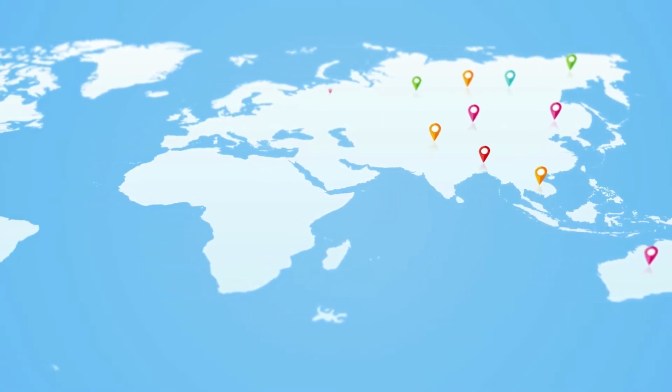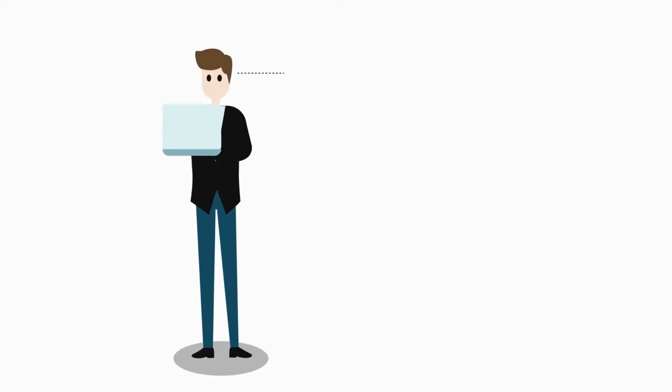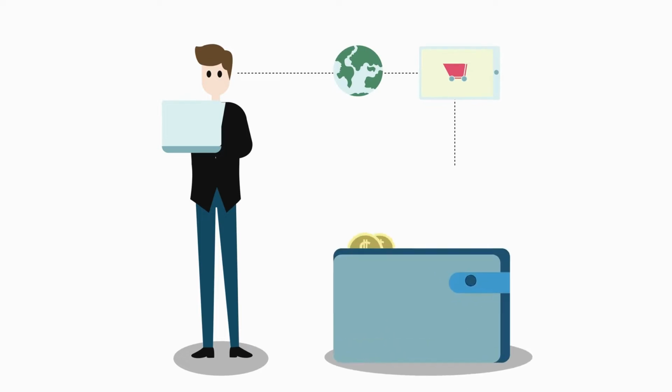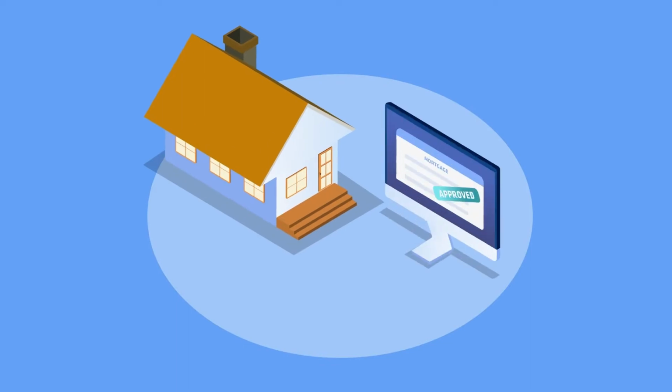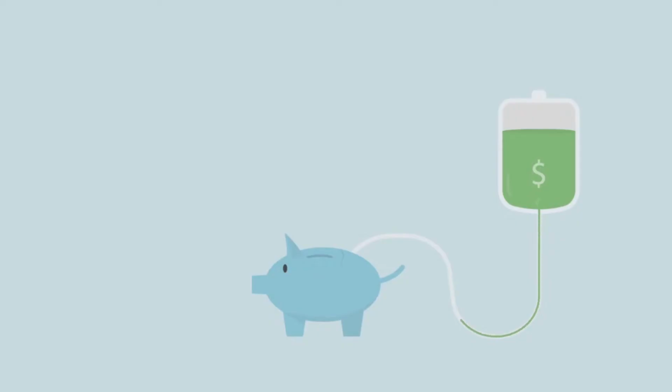I'll tell you more about this in a minute, but first, think of a central bank as a country's money managing department. They make the rules about how a country's money system works. Unlike traditional banks that lend you money to buy a home, central banks control many things about a country's money supply. But how does a central bank control the supply of money?